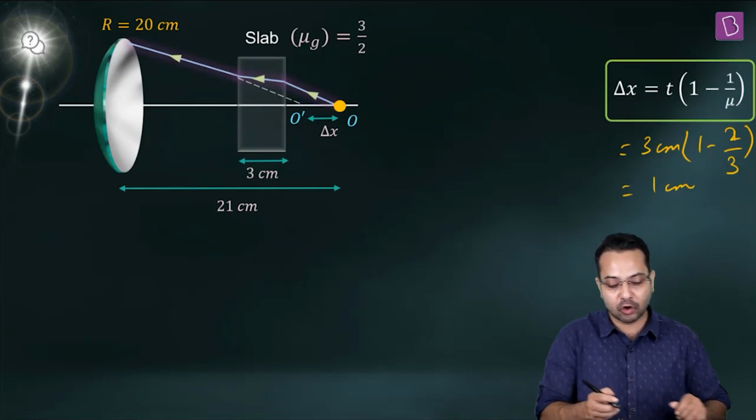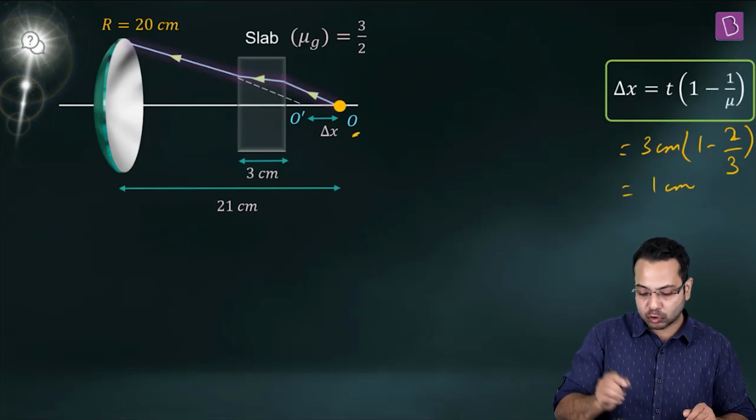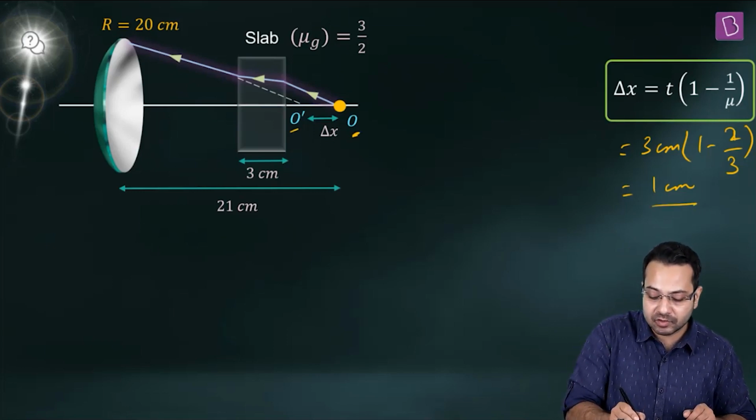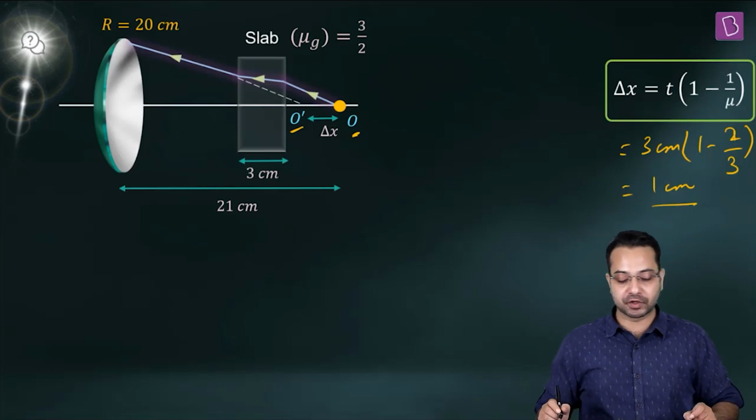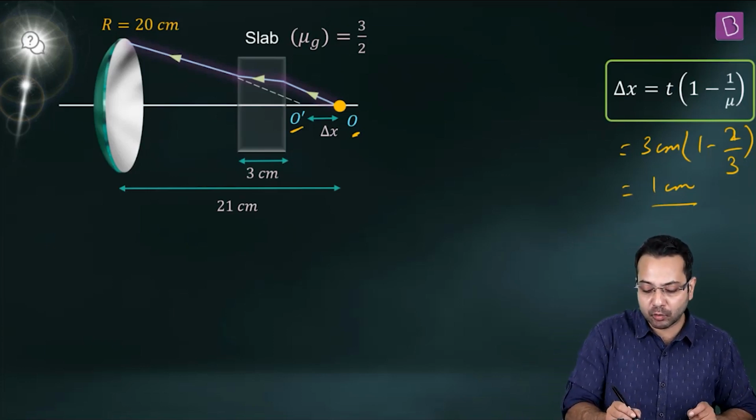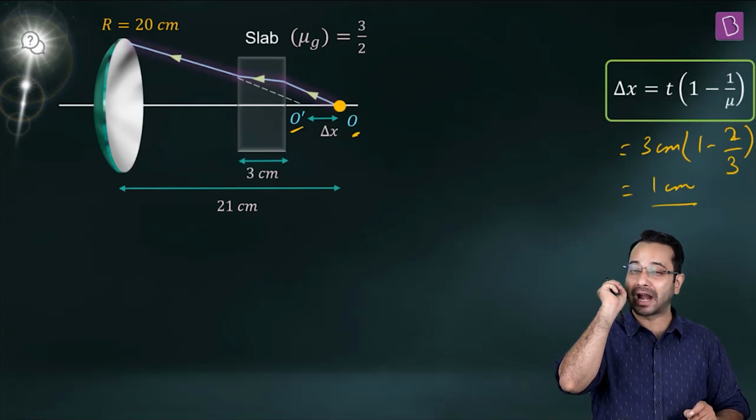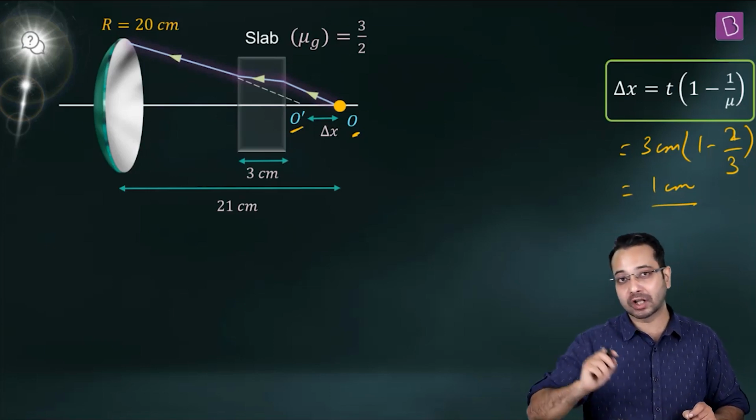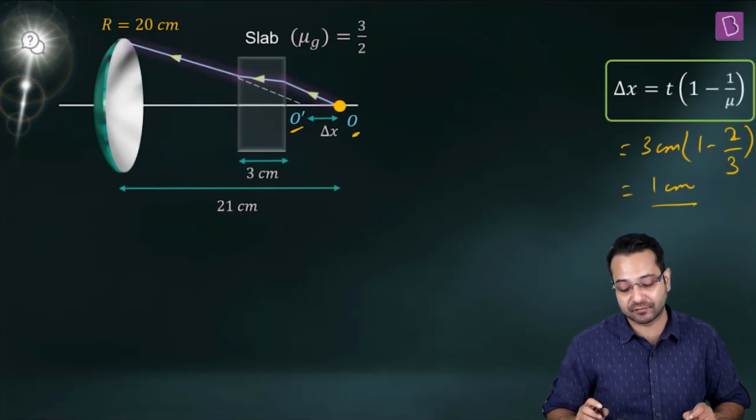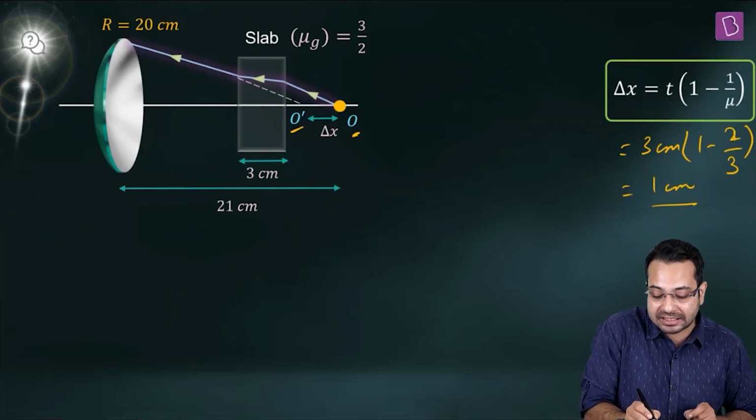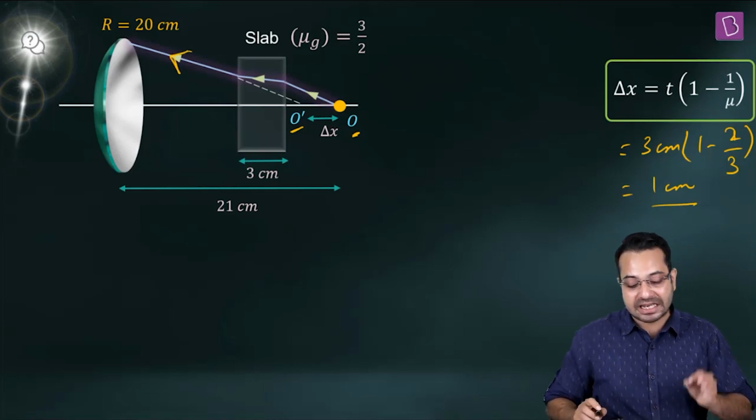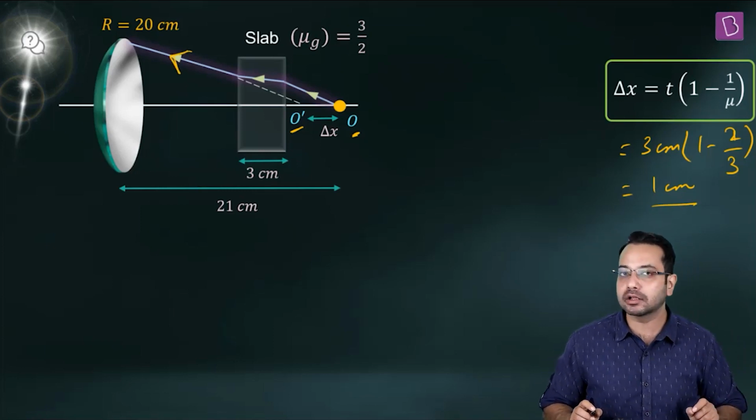Now first of all, the object is here, so the shift is 1 centimeter, so the image is formed over here. Okay, when the image is formed over here, the image is formed at the center of curvature. Hence, for the concave mirror, the object is placed at the center of curvature, which means that this light ray which is coming is normally incident on the mirror.